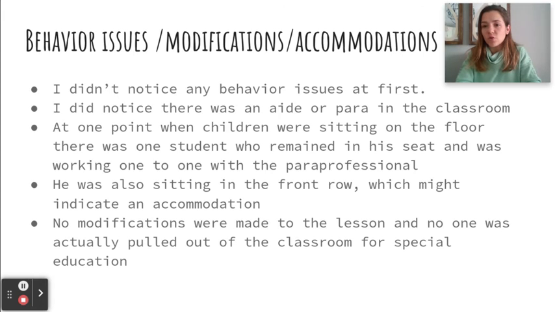At one point, the children were out of their seats, and they were sitting in the front of the classroom on a rug. I did notice one student remained in his seat with an aide or a para right next to him, and maybe getting that one-to-one attention that might indicate an accommodation or modification of the lesson being taught. This particular student was also sitting in the front row, which can also show an accommodation for either attention or maybe a spectrum disorder.